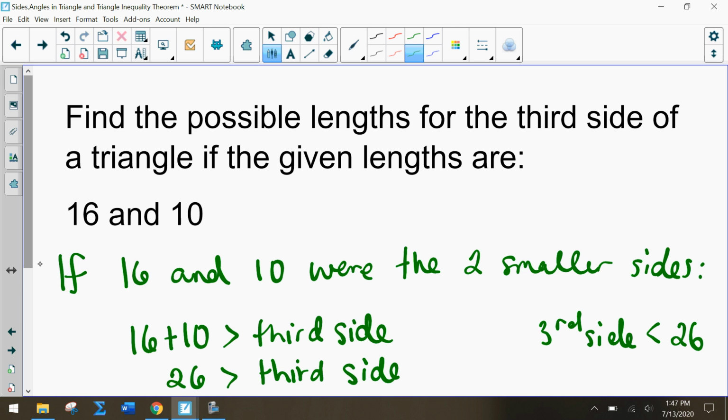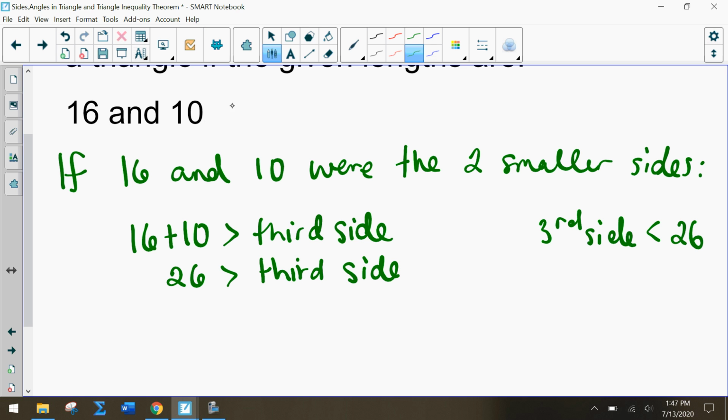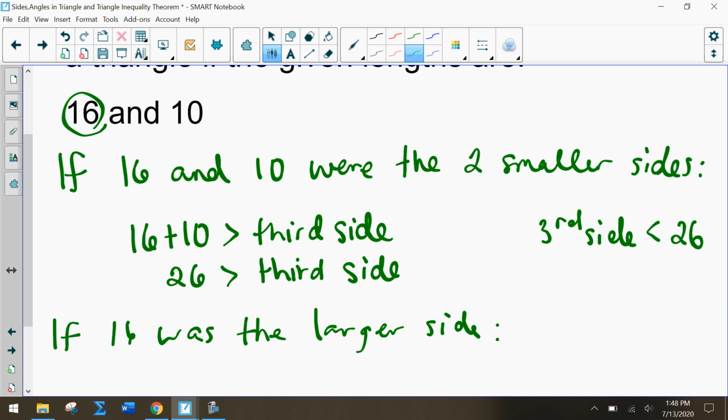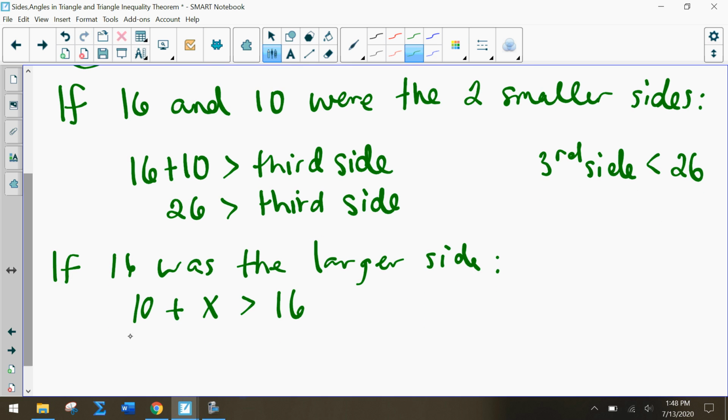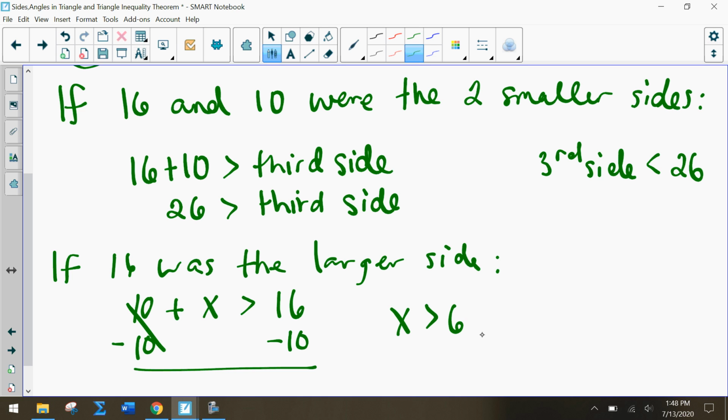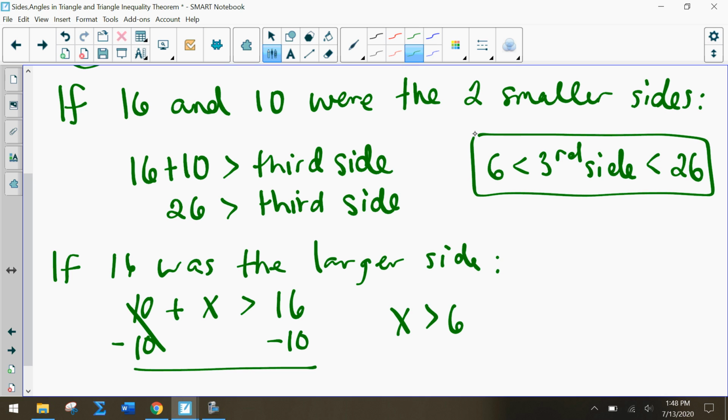Okay? But what if our third side was the larger side? So let's assume that's 16. So if 16 was the larger side, then it would be the smaller side plus the other smaller side, which I'm going to call x, must be greater than 16. So if we subtract 10 from both sides, we get x should be greater than 6. So the third side could also be greater than 6. So that's how we get that range of numbers there, right?